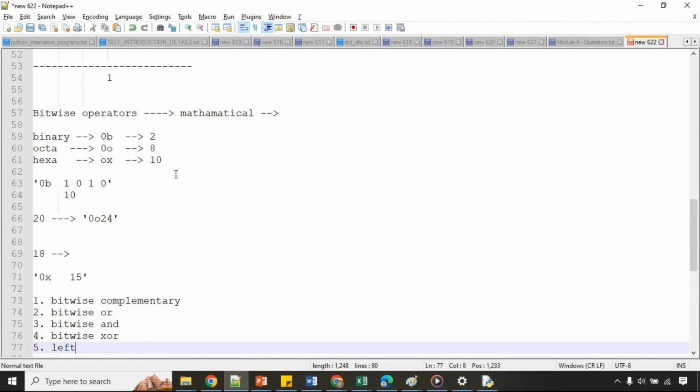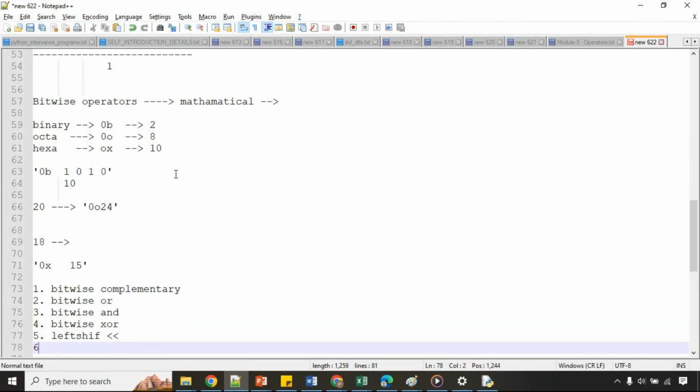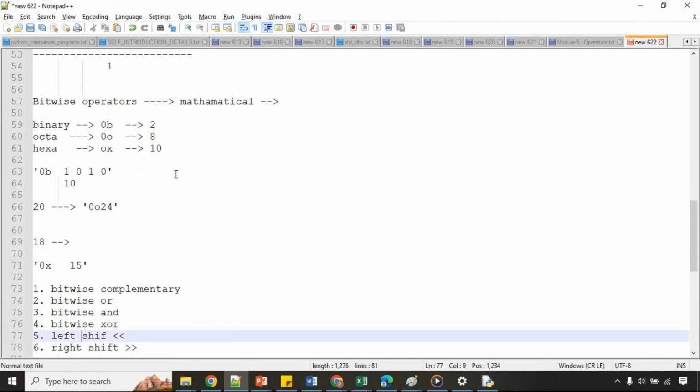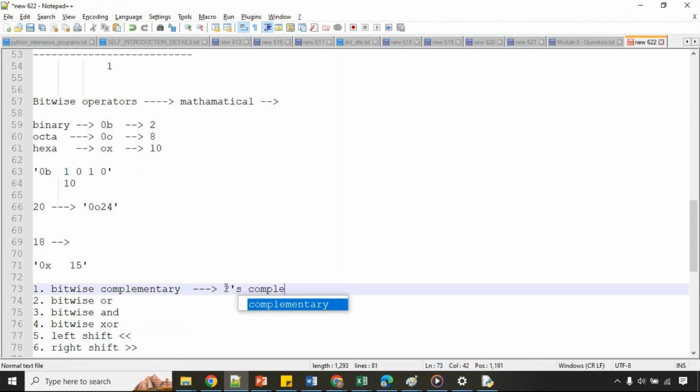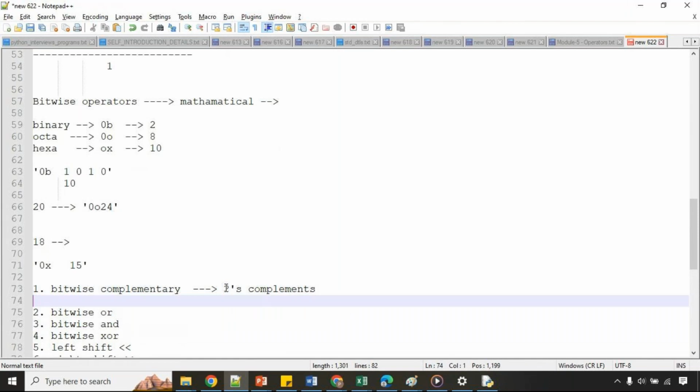Next, left shift, right shift. If you are not able to understand, don't worry about this one. So, the bitwise complement. In this, it is the two's complement value. In our school, one's complement, two's complement, we have the same thing.